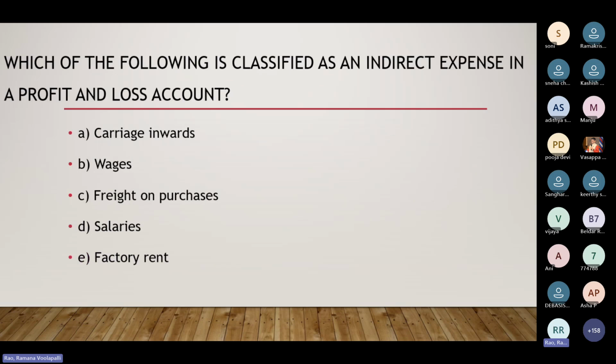Great. Which of the following is classified as an indirect expense in profit and loss account? Yes. Give me the answer. D. Yes, great. Salaries. Carriage inwards will come under direct expenses. Wages will come under direct expenses. Freight will come under direct expenses. Factory. Yes, great. Now you are able to remember.